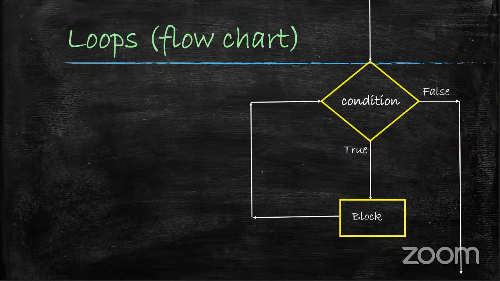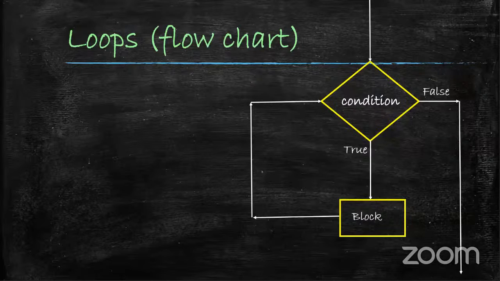Now how will the flow chart look? I think everyone is clear with the flow chart. A flow chart is a pictorial form of the way the program will follow the execution. Hello, is this flow chart clear, right?